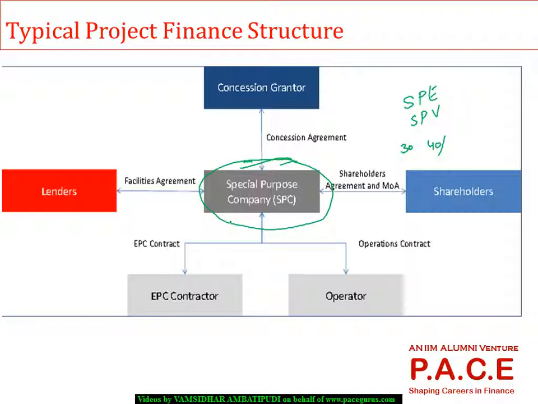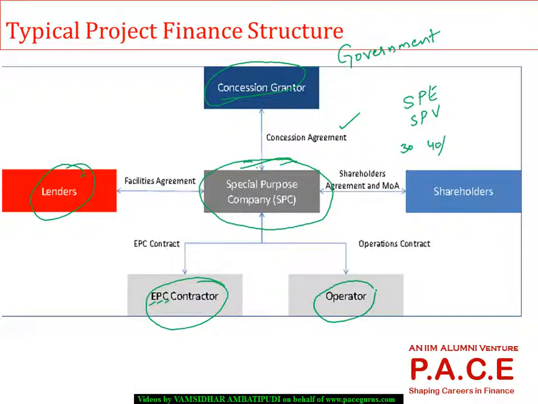This particular company will get into a concession agreement with the concession guarantor, could be government or any other entity which is offering the project. So there will be some kind of concession agreement with that party. The same SPV approaches the lenders and gets into a facilities agreement with them, and it gets into agreement with the contractors to do the construction part, the engineering, procurement and construction contract.